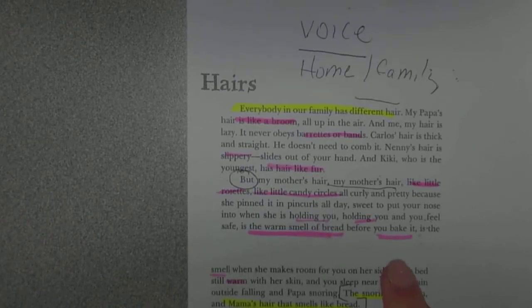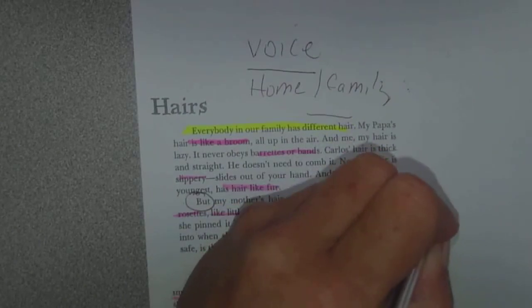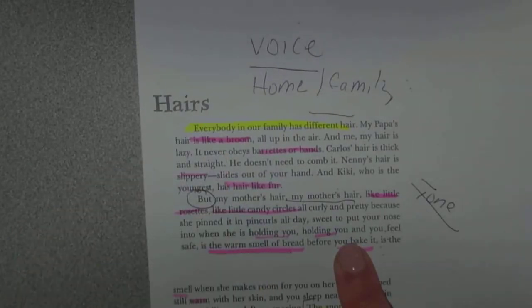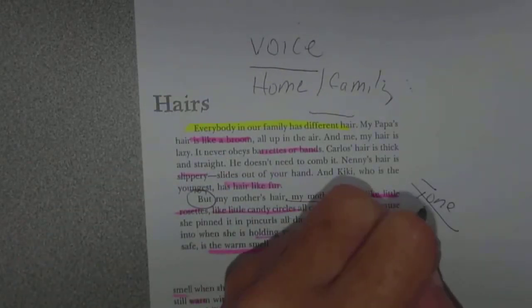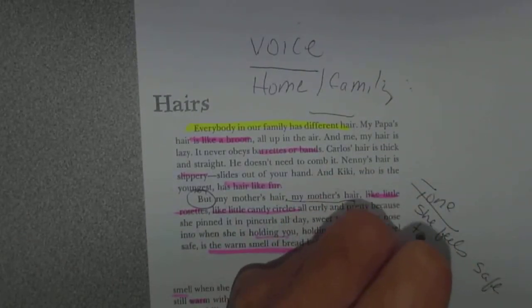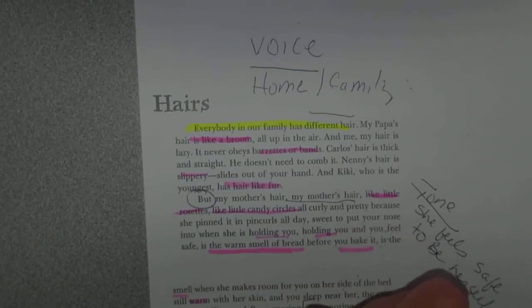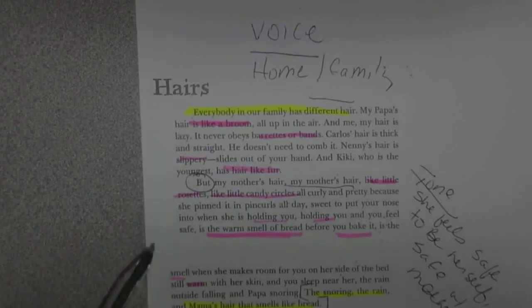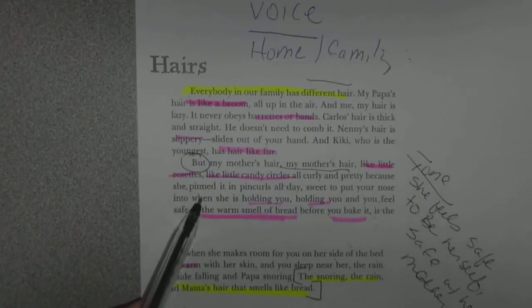Okay, so the tone of this is what? How does she feel towards her family? She probably loves them. Yes, she feels safe to be herself, safe with her mother, right? And she describes her mother's hair more than she describes everyone else, because we know that her mother is the central key to her life, isn't she?